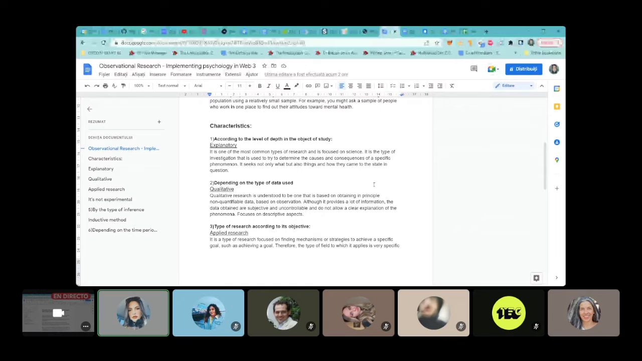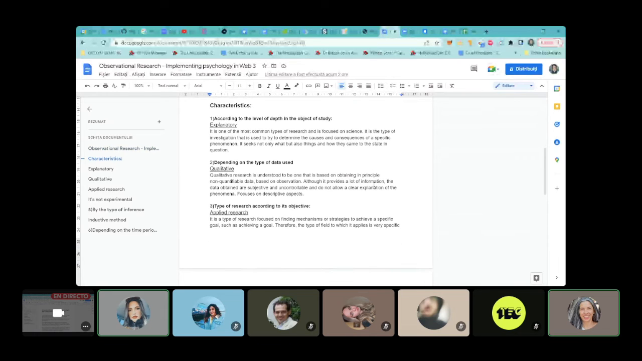ours is explanatory. This means it's one of the most common types of research and is focused on science. It's the type of investigation that is used to try to determine the causes and consequences of a specific phenomenon. It seeks not only what, but also how things came to be in the state in question.